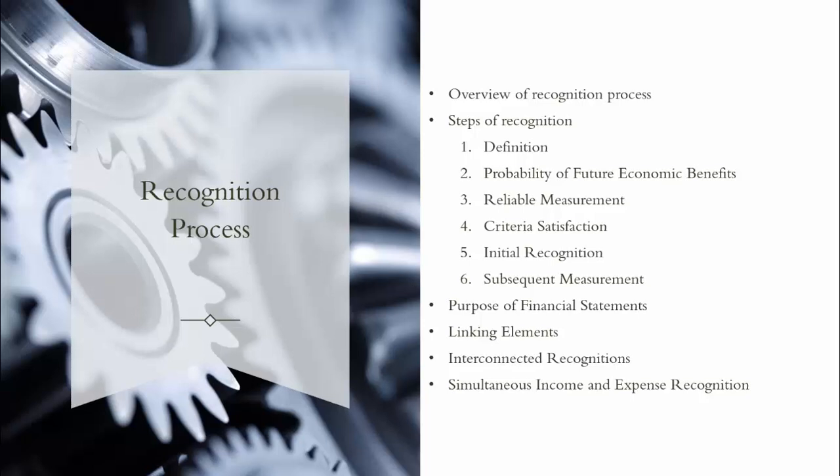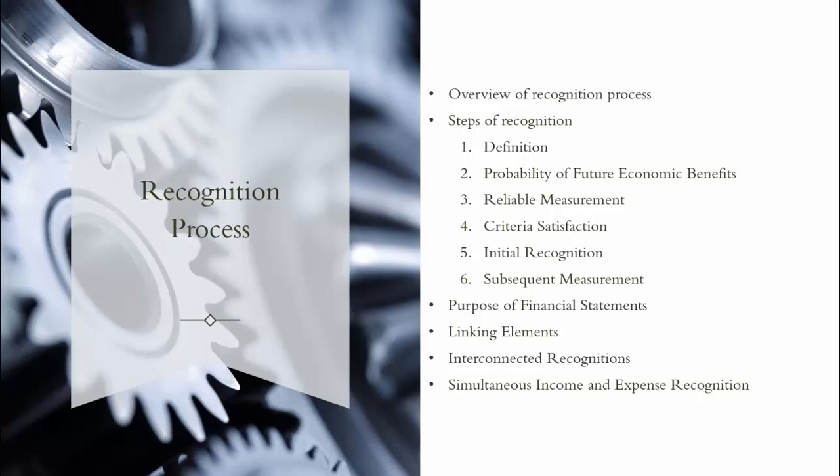Linking elements. Explanation. The balance sheet and income statement are connected. Total assets minus total liabilities equal total equity. Changes in equity include income minus expenses, contributions from and distributions to shareholders. Example, if a company earns $10,000 in revenue, income, and has $7,000 in expenses, the net income of $3,000 increases the equity on the balance sheet.